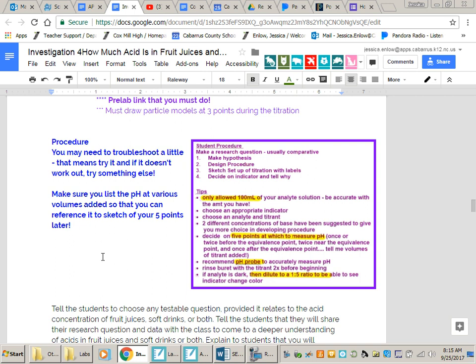Like you can't have more than 100 mils of your drink, your beverage, your analyte solution. Mainly because I want you to think micro scale, so we don't have any external waste that we need to be contributing to the non-green chemistry side of things. Five points at which you're going to measure your pH, so tell me the volumes at which you're going to do that. And then you're going to be able to use a pH probe. The pH probes I'll show you guys how to use tomorrow though.